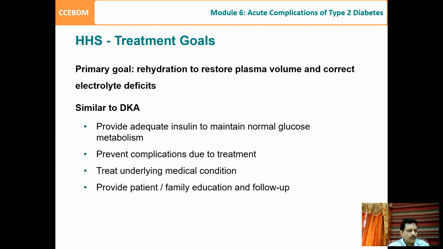Very, very importantly, when we discharge the patient, we have to educate the patient about taking an adequate amount of water. As I've told you, some of the elderly subjects have a defective thirst sensation, and that is why they don't take water. And because they don't take water, they are more prone to develop hyperosmolar coma.